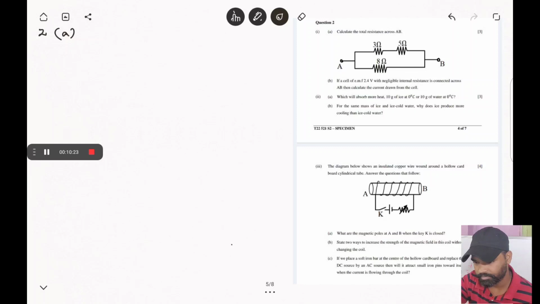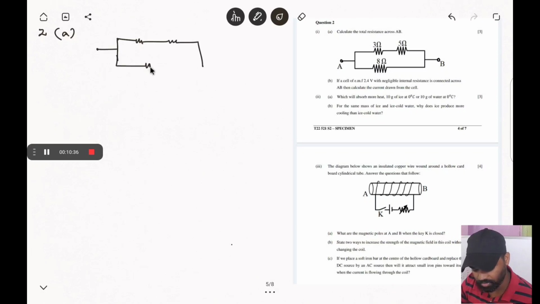Number 2. Let us see what they have given. Calculate the total resistance across AB. Now look carefully. I'll just draw the diagram first. Let us draw the diagram. This is 3 ohm. This is 5 ohm. This is 8 ohm. This is your point B and this is your point A.